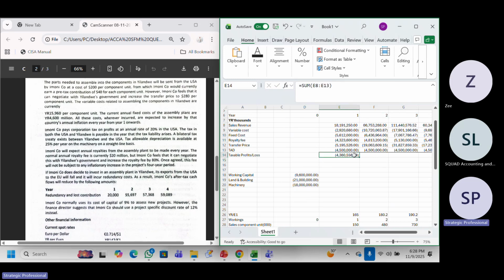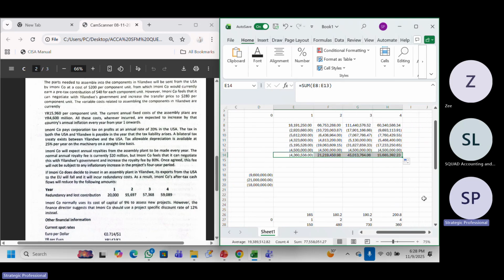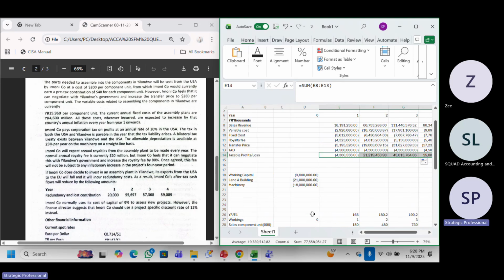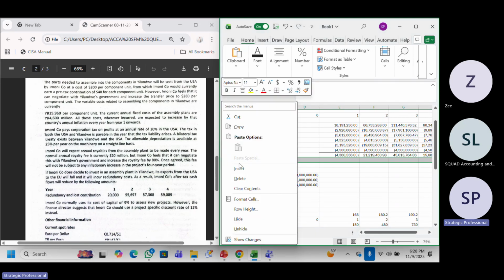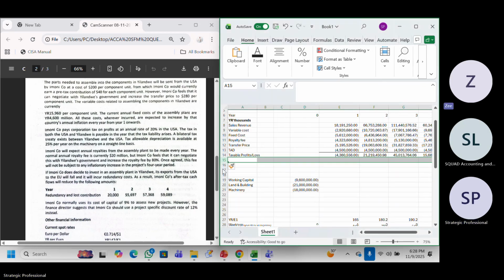We get this, right? We've gotten this now. Now we can apply our tax. But don't forget something. They said something, if you remember in that tax part.